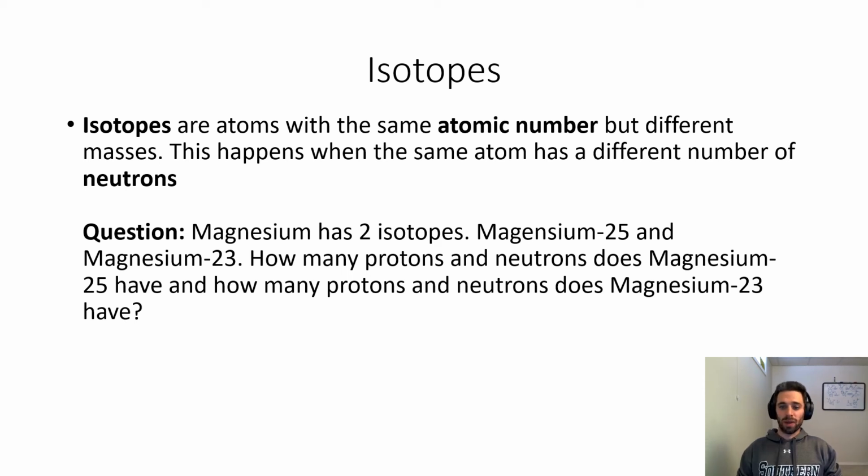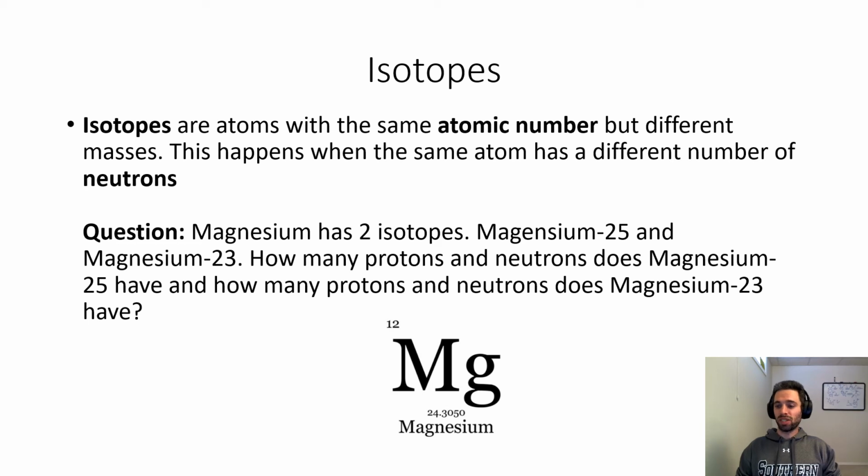Question: magnesium has 2 isotopes, magnesium-25 and magnesium-23. How many protons and neutrons does magnesium-25 have? And how many protons and neutrons does magnesium-23 have? Here is the symbol for magnesium. You should be able to use information from the previous slide to figure out the answer to this question.